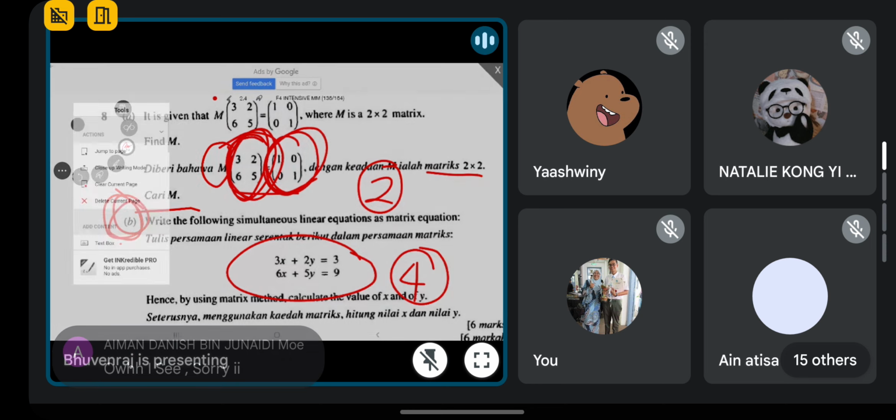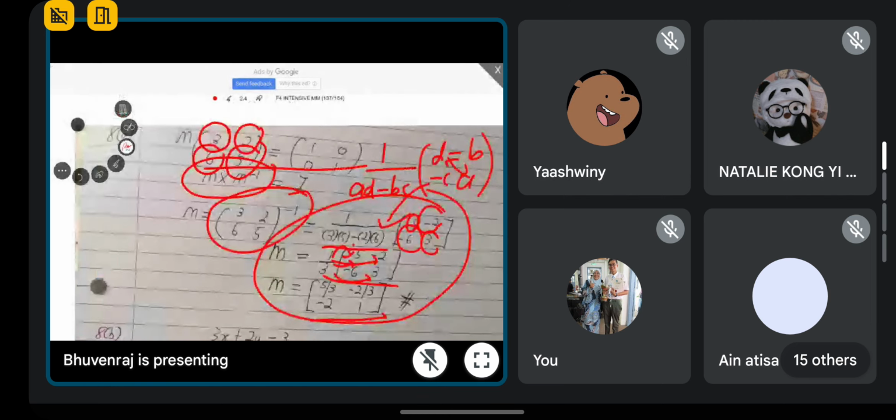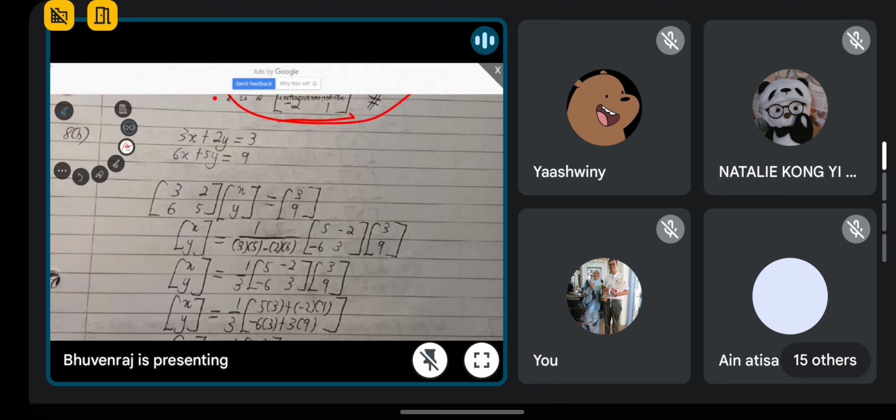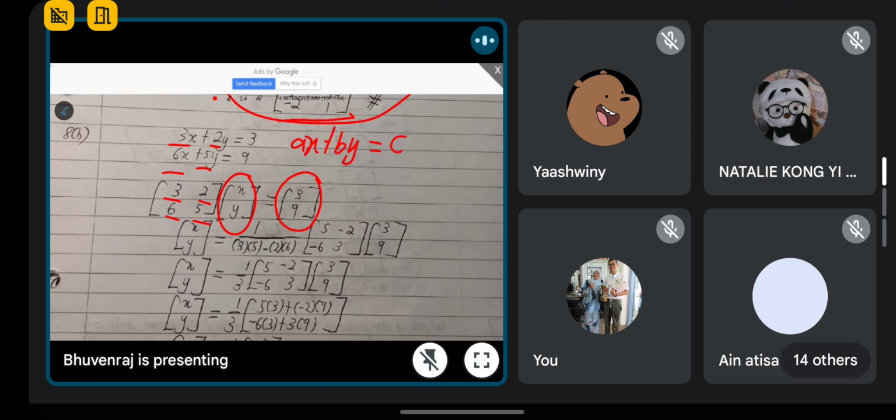Okay. So next one, we see the 8B. You can see over here, I directly substitute only. 3625, 3625. And then XY, 39. Same pattern only, guys. Because this one is already in the format of AX plus BY equals C. So it's simple for you.